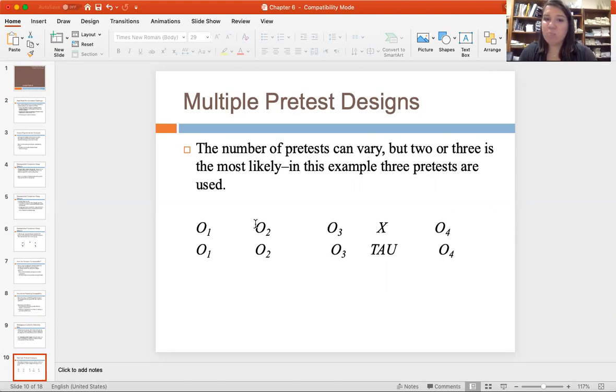By doing multiple pre-tests, you can see whether changes were already happening in one group prior to the treatment or not. And so you want these numbers to be consistent and low, because you want to show that the treatment that is happening is actually going to be effective.